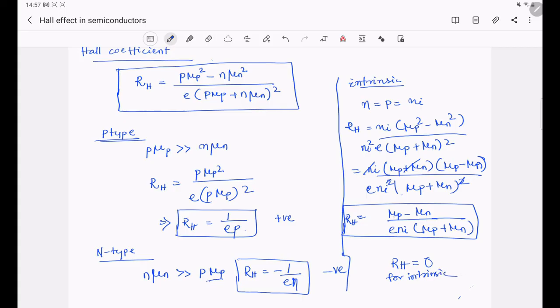But this is for the ideal case. Generally, for example for silicon, mu n is greater than mu p. So, for the general case, as mu n is greater than mu p, RH is negative for an intrinsic semiconductor.